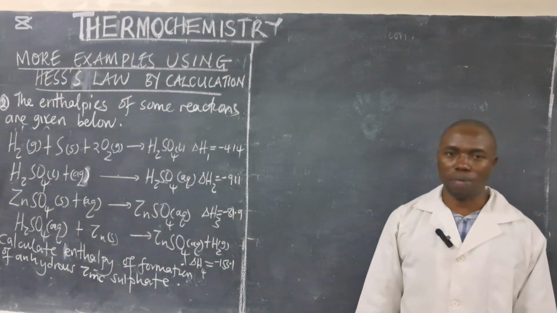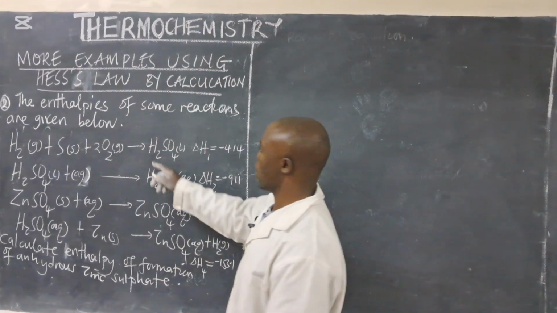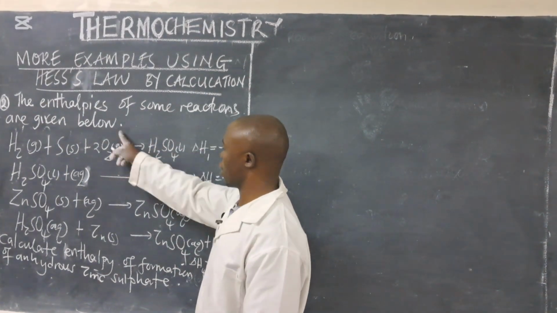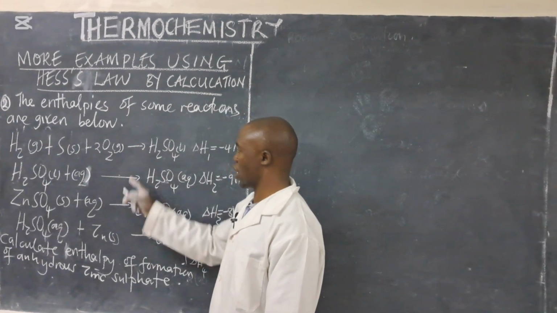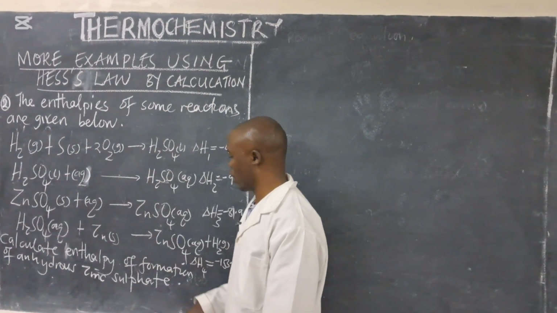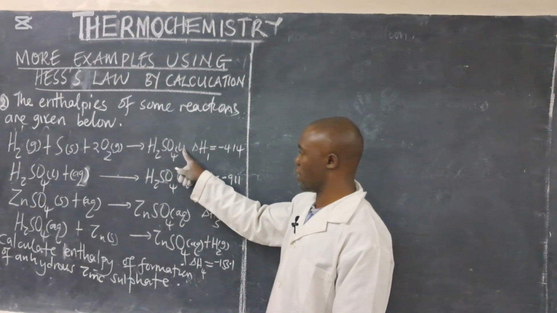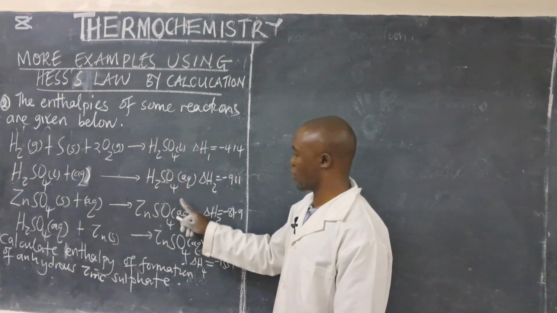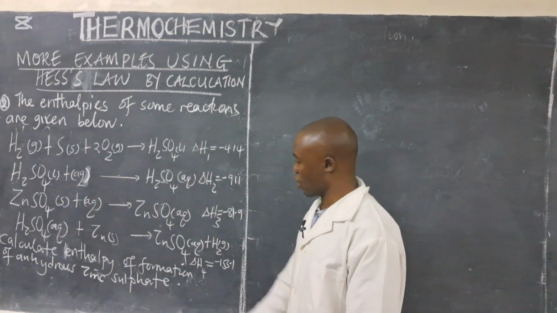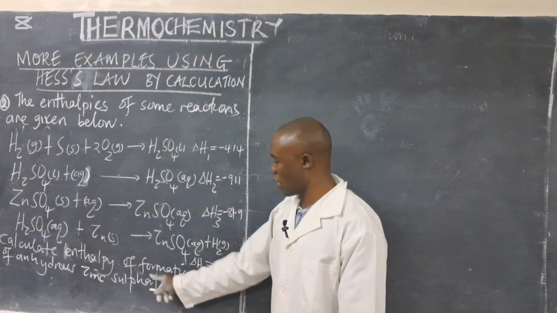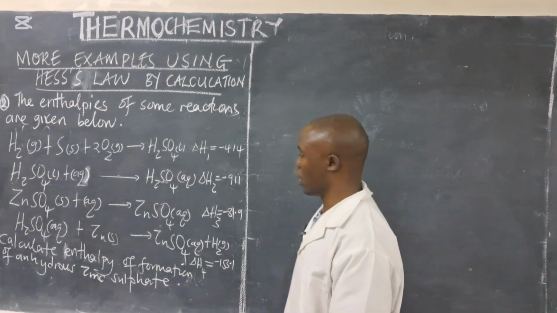Let's look at example 2. The enthalpies of some reactions are given below. This reaction, this reaction, this reaction, this reaction. But some of them have different states, liquid, aqueous, and so on. So calculate the enthalpy of formation of anhydrous zinc sulfate. So let's dive into that.